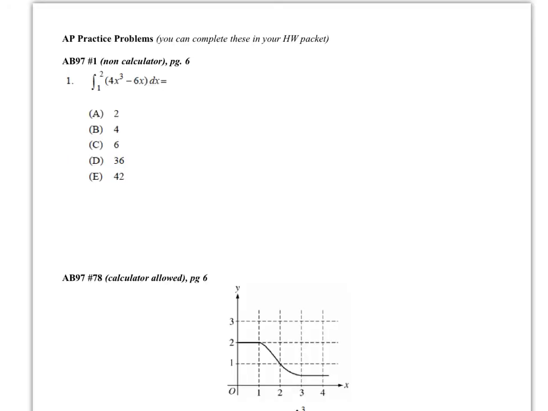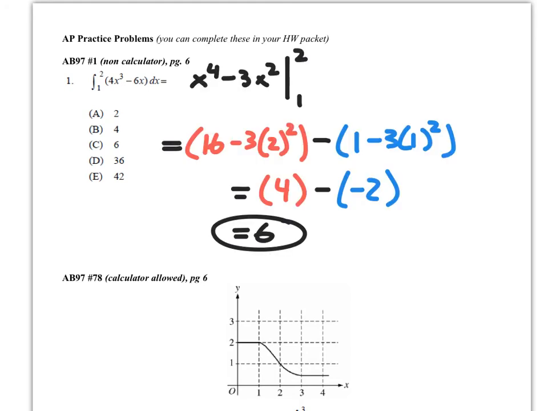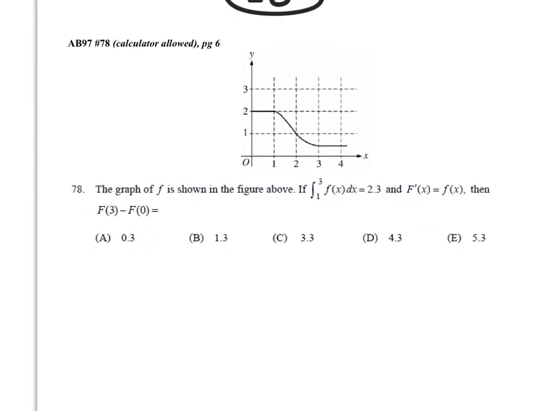Okay, here's a homework problem finding the definite integral from 1 to 2 of 4x cubed minus 6x. I'm going to do work on the side, you can too, and then check your work. Alright, there you have it. I evaluate at 2 and at 1, take the difference, and I get 6.